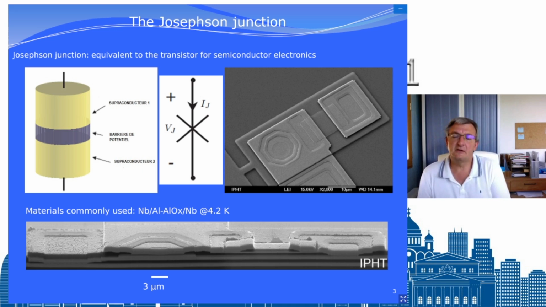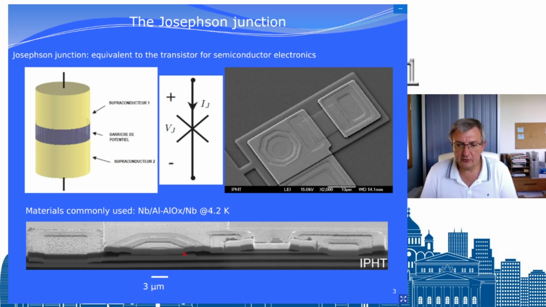So little by little, lithography techniques have been used, and here on this slide you have an example of a Josephson junction made at IPHT in Jena, Germany. I will not explain all the details because it's not just a Josephson junction. The Josephson junction is just this round part here. The barrier, you cannot see it. The scale is 3 micrometers. The barrier is about 1 nanometer.